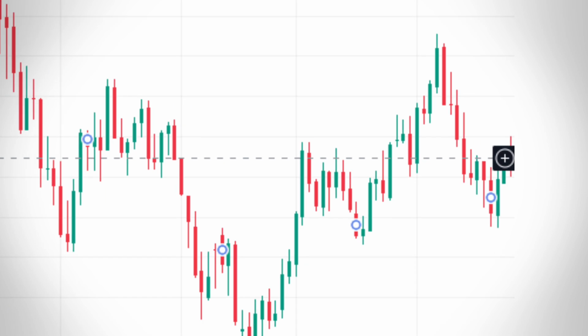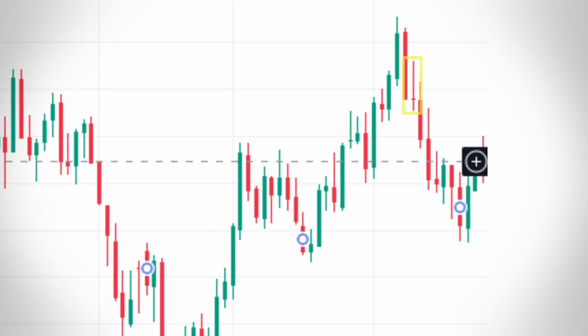In this doji, the open, low and close prices are at or near the same level, with a long upper wick but little or no lower wick. Now, what the Gravestone doji means is that there's a potential bearish reversal, especially when you see a Gravestone doji appear at the top of an uptrend. It means there's a potential bearish reversal.